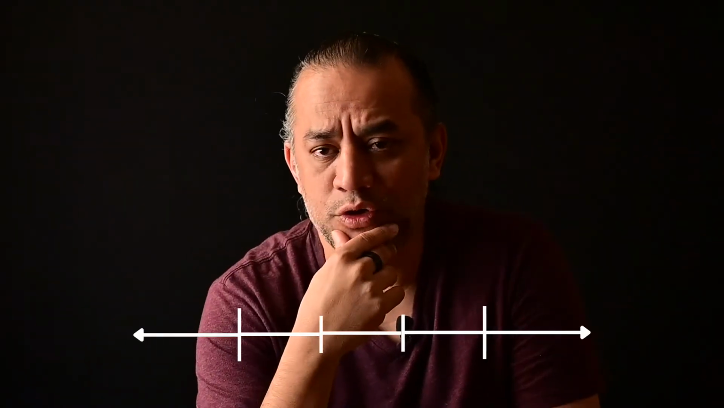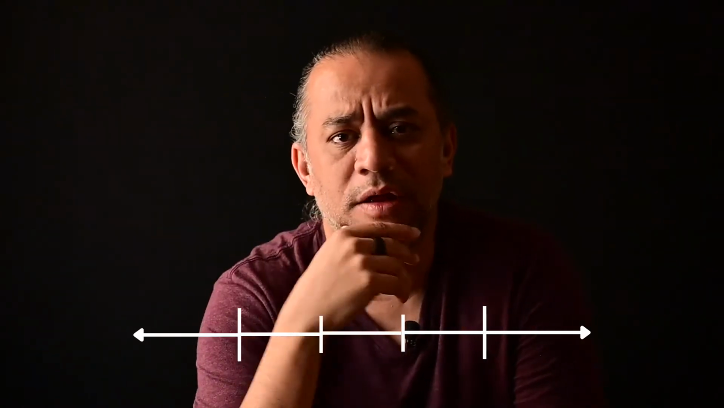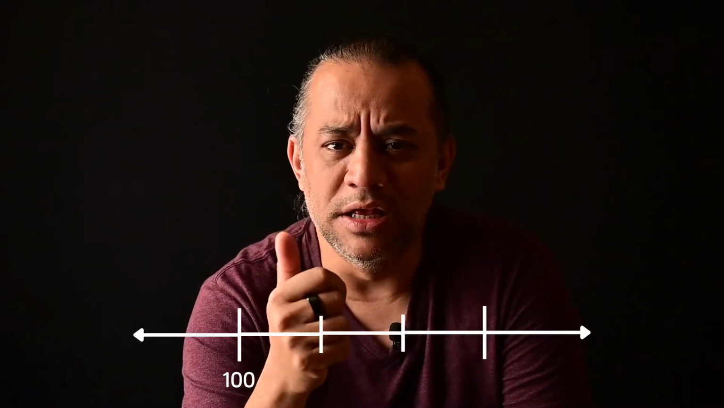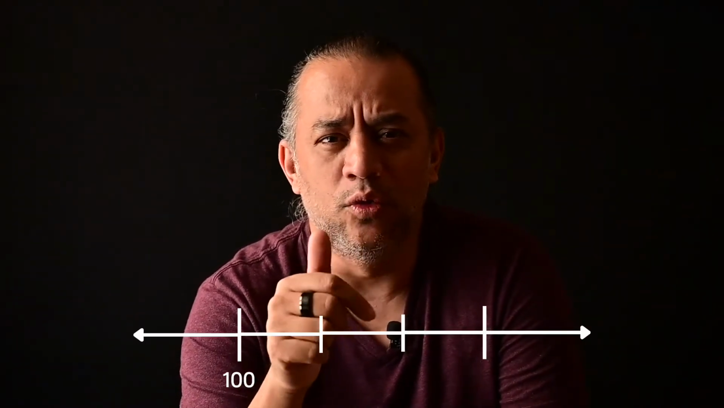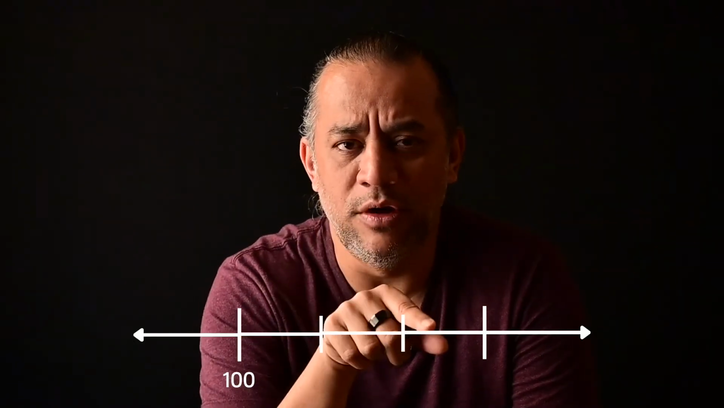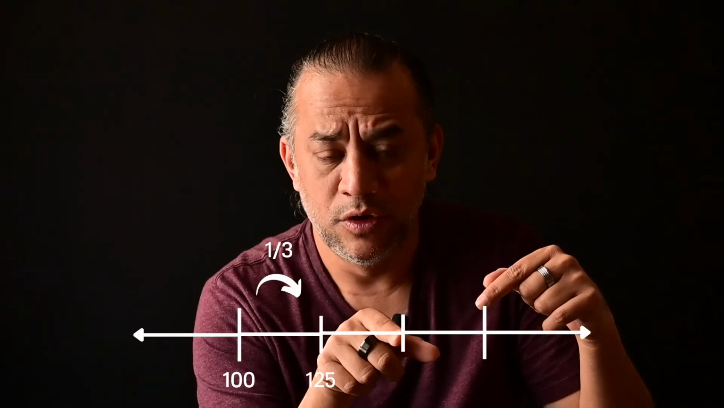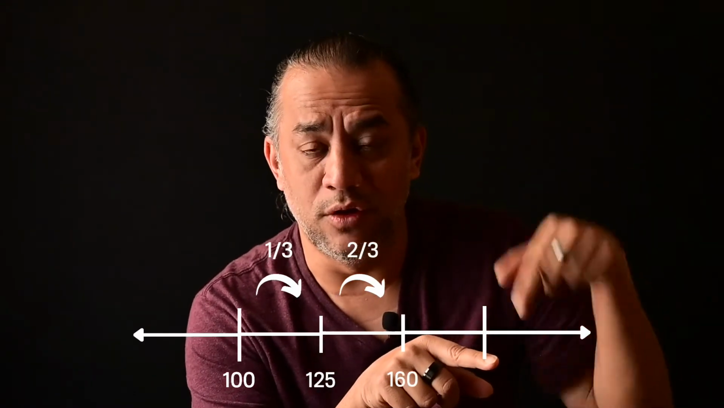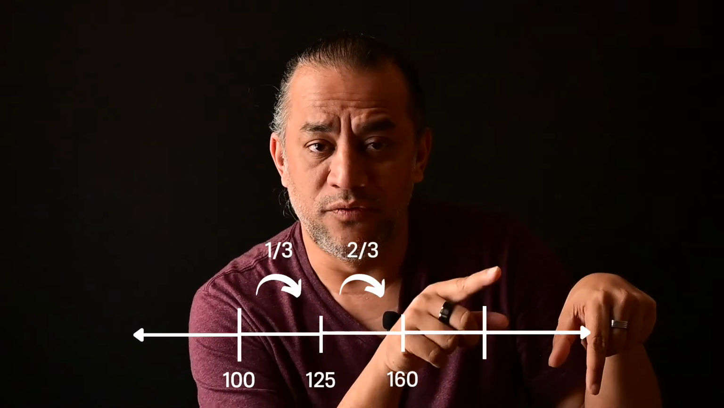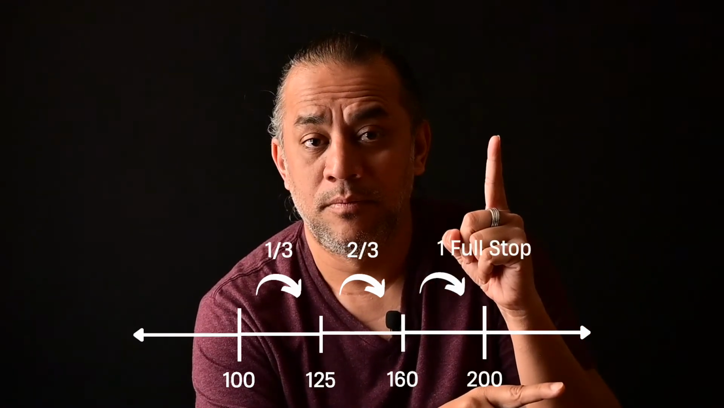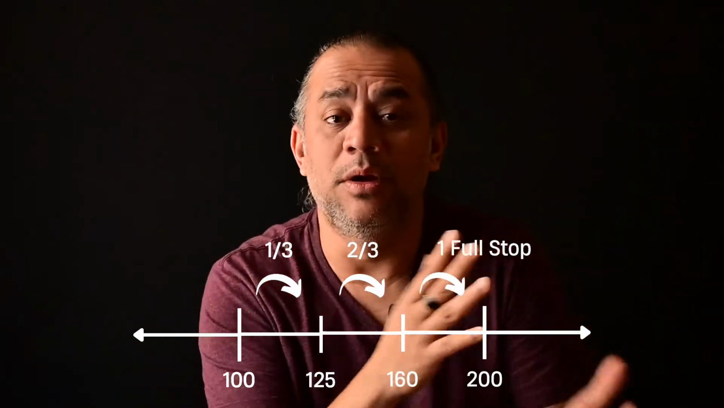Let's suppose you are shooting at 100 ISO and you want to increase the ISO by 2/3 of a stop. So from 100 to 125, that's 1/3 of a stop. 125 to 160, that's 2/3 of a stop. From 160 to 200, that's one full stop. So that's how it goes.